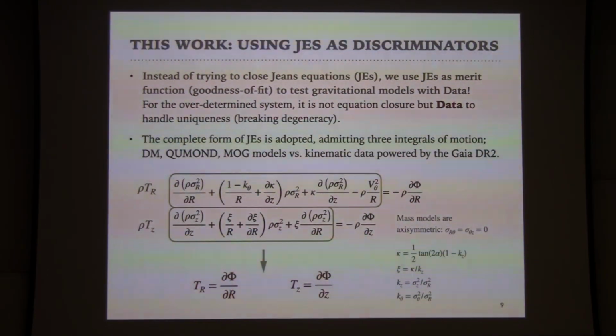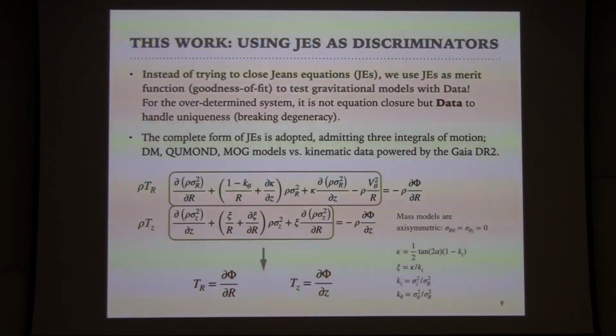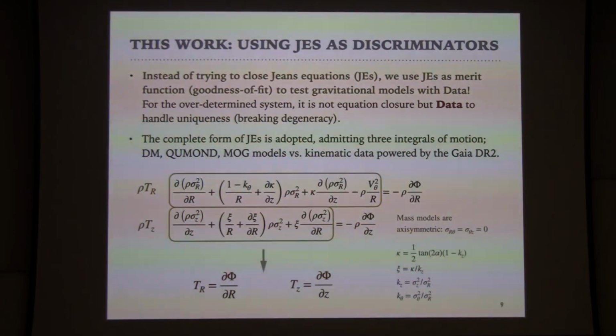Now, these challenges bring us to our current research. We propose to use the complete form of the Jeans equations as discriminators to distinguish between dark matter and MOND. We don't make any simplifications as previous works did.